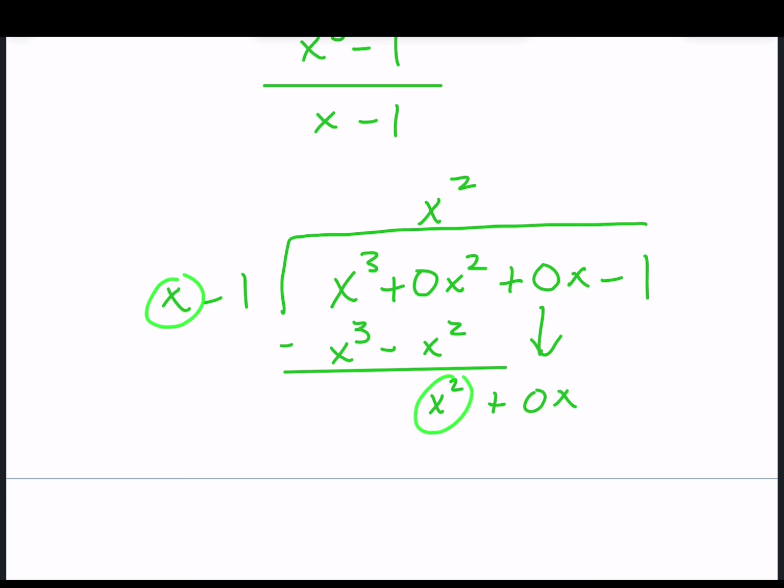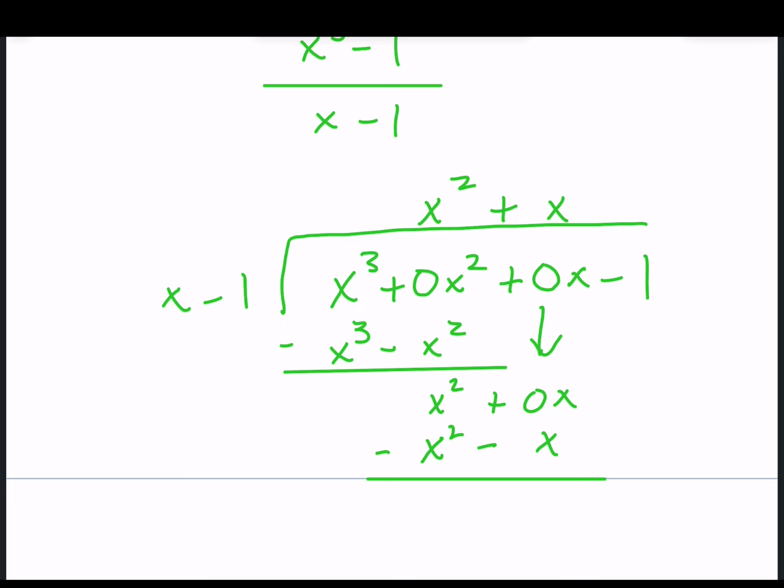Okay, and how many times will x go into x squared? Well, x will go into x squared x times. And then now that we've divided, we now multiply. x times x is x squared. And negative 1 times x is minus x.